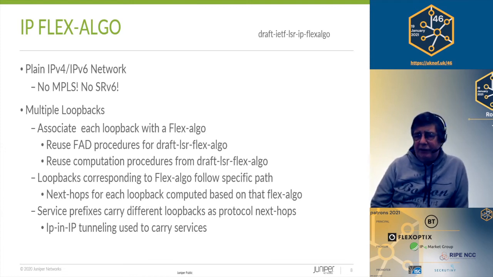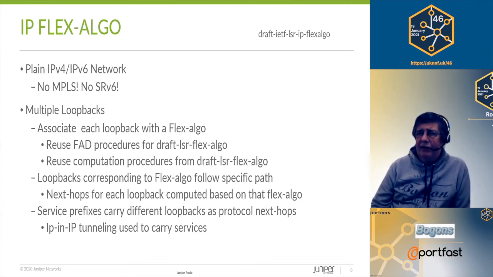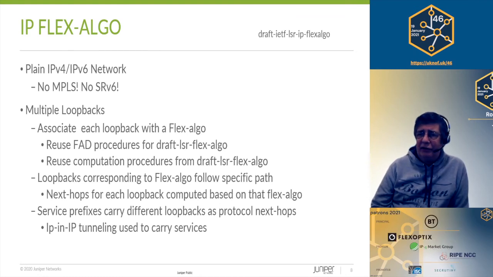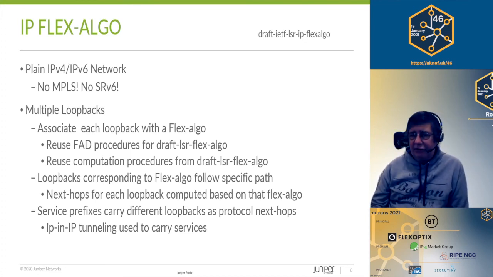Now, let's say for a minute you have a service prefix. Let's say for a minute that those loopback addresses are next hops for BGP routes. It all just works. If you associate a route with a loopback address that is associated with a Flexalgo, traffic to that route will follow the path that the Flexalgo calculates.